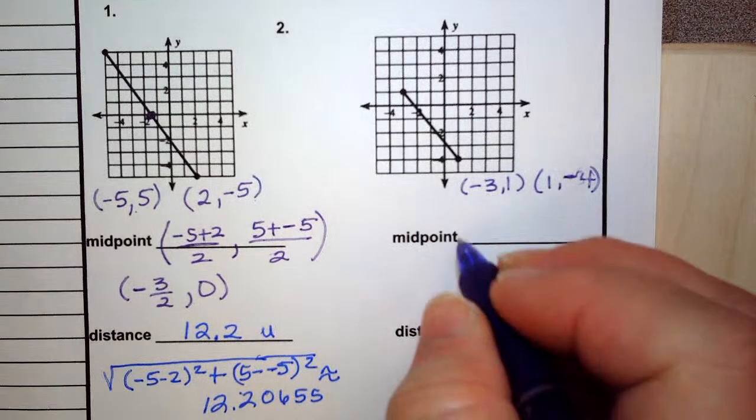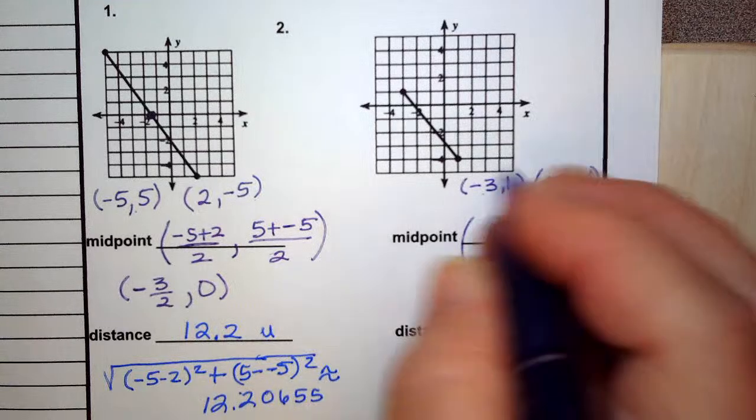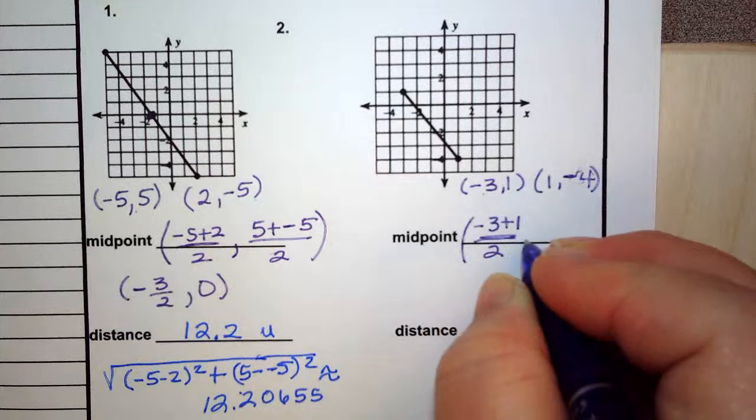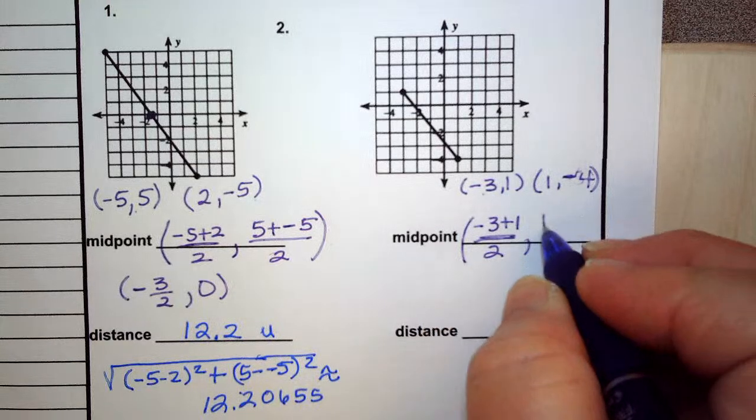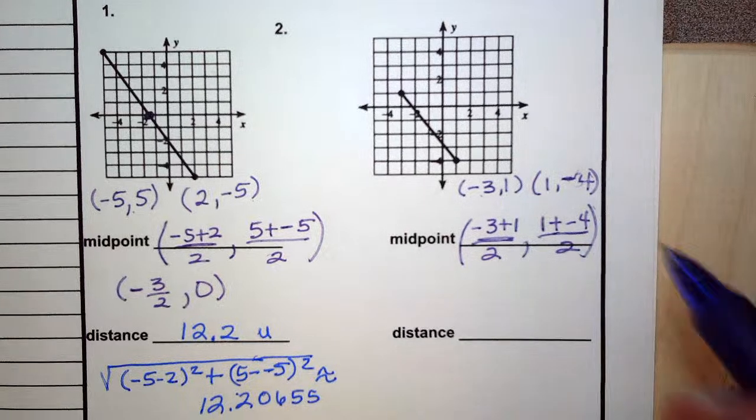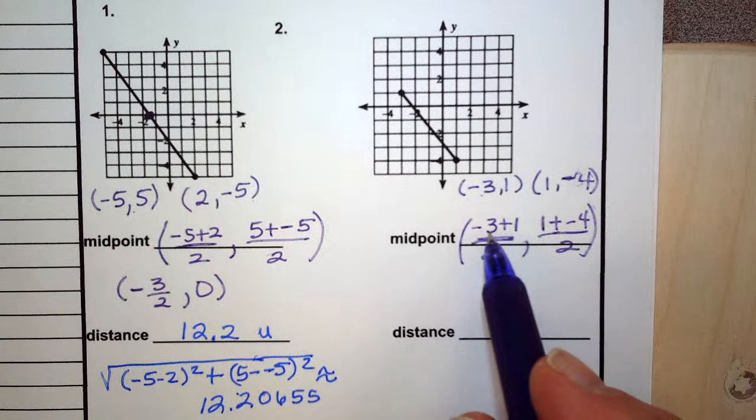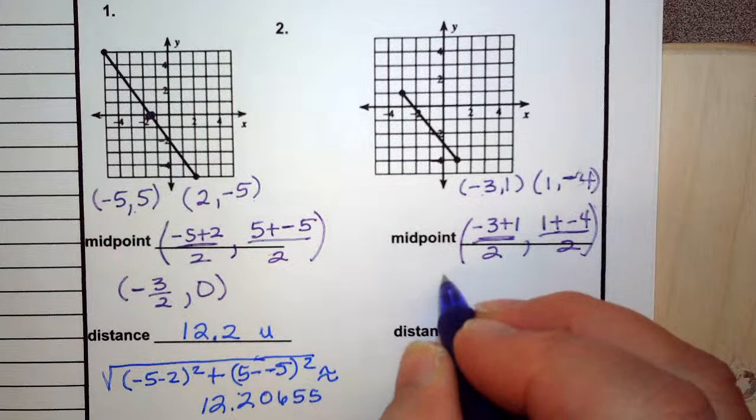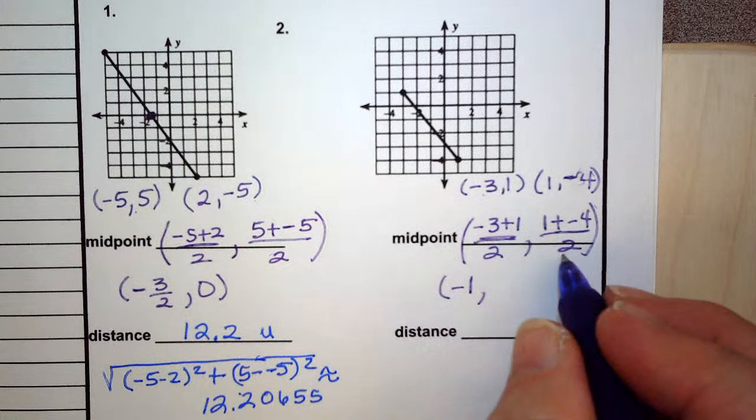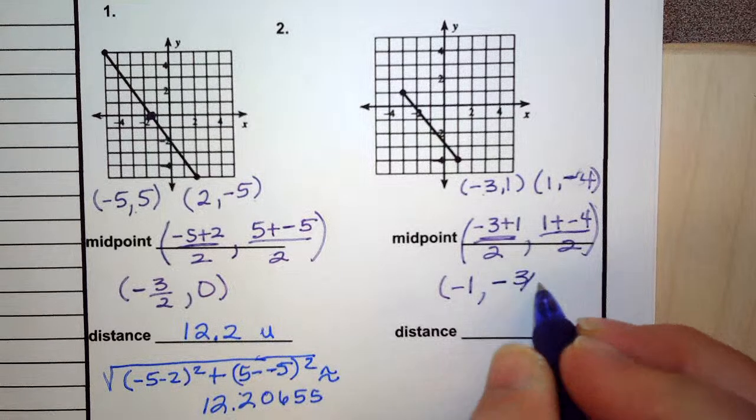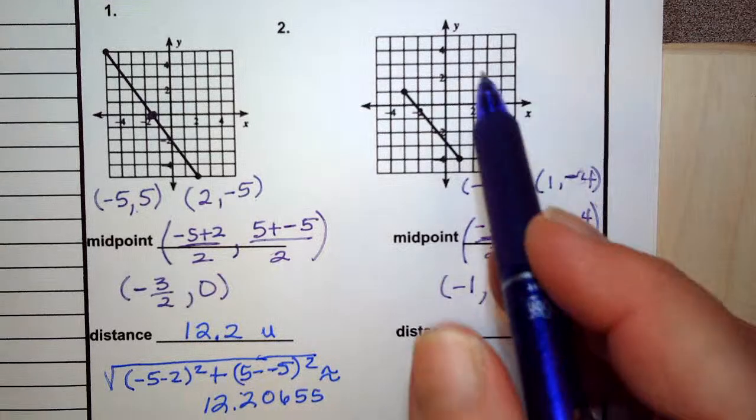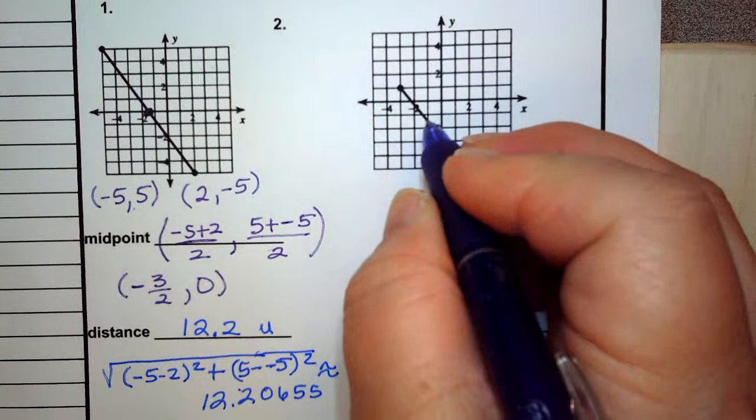Let's put it all together now. (-3 plus 1) divided by 2, and (1 plus negative 4) divided by 2. Negative 3 plus 1 is negative 2. Negative 2 divided by positive 2 is negative 1. 1 plus negative 4 is negative 3, divided by 2 is negative 3 halves. So the midpoint is (-1, -3/2).